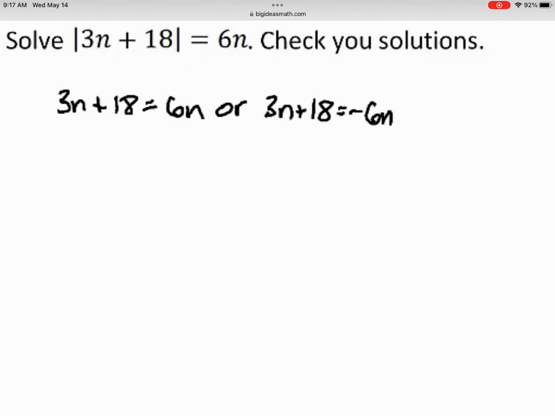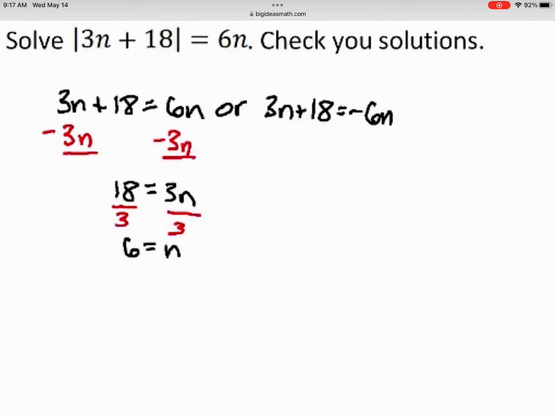To solve 3n plus 18 equals 6n for n, first get all of the n terms on the same side by subtracting 3n from each side, giving you 18 equals 3n. Then divide each side by 3, leaving you with 6 equals n.